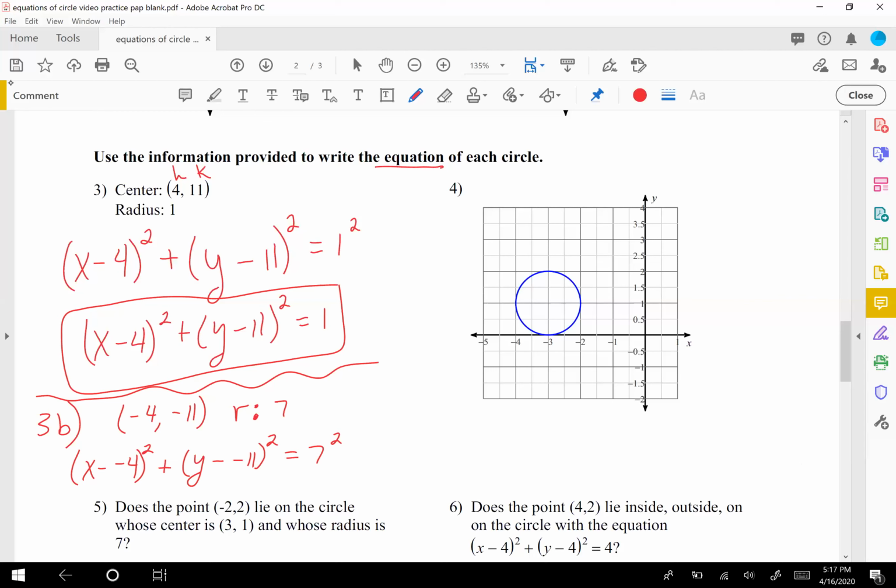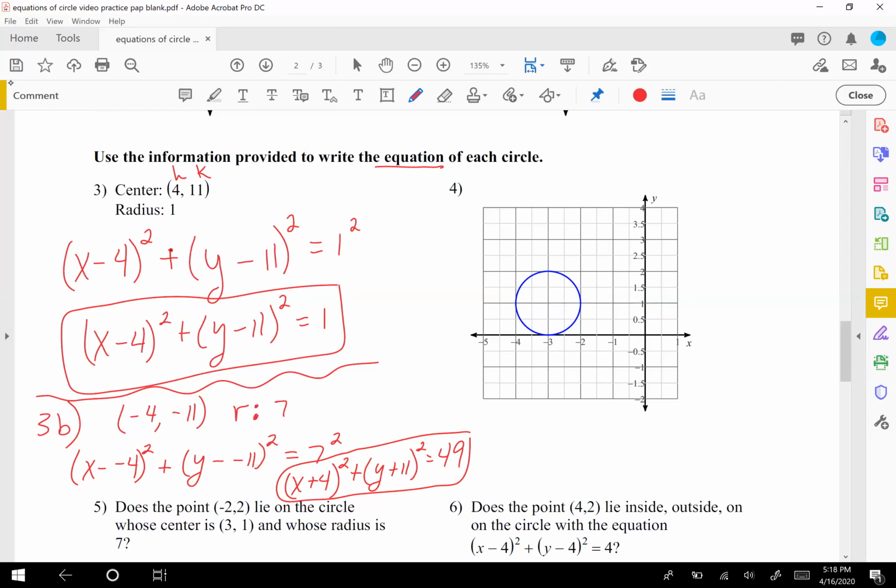So now we have to actually go and just clean these up. X minus -4 becomes X plus 4. And then Y minus -11 becomes Y plus 11. And then 7 squared, we get 49. So just be careful with that. The formula is X minus H. And so when your H is negative or when your K is negative in the center, you're actually going to get that you're adding. Okay.